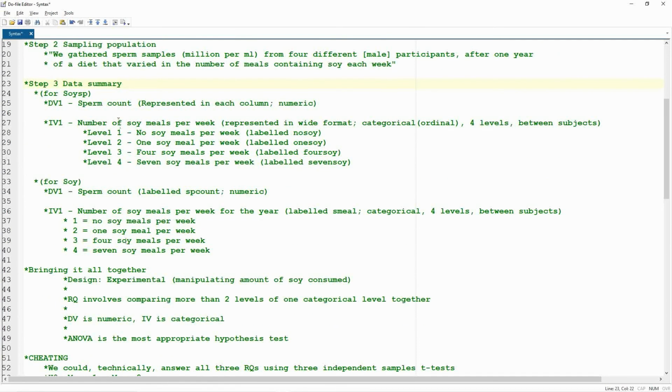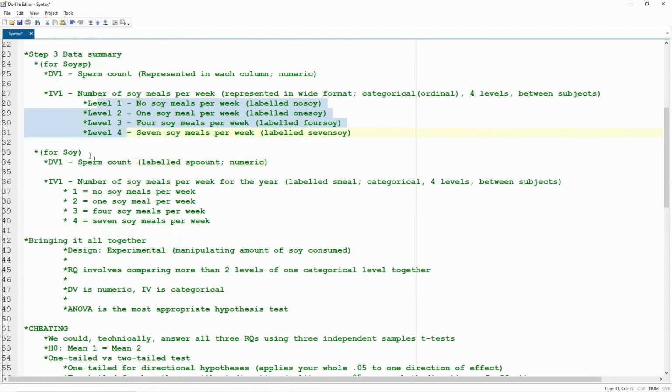So again, in our wide data set, we have 4 columns representing our 4 IVs. But in our long data set, we have a DV, which has its own variable, its own column called spcount. And then our IV, the number of soy meals per week, is labeled smeal. It's still categorical, it's still ordinal. It still has 4 levels and it's still between subjects.